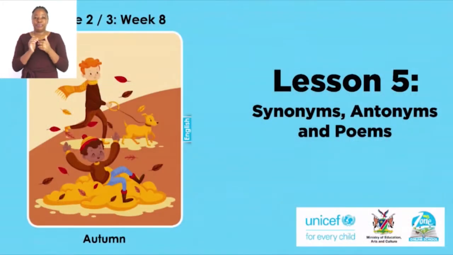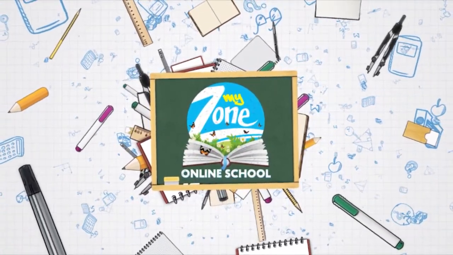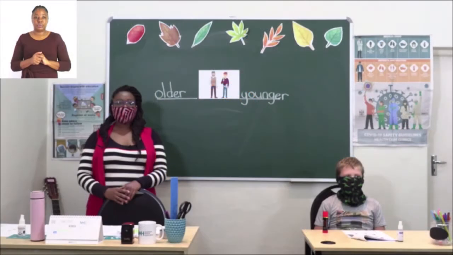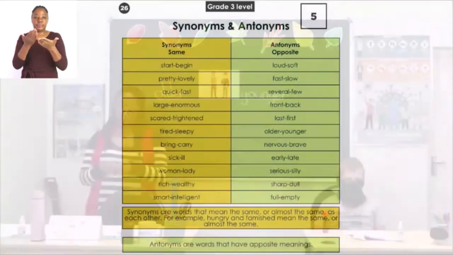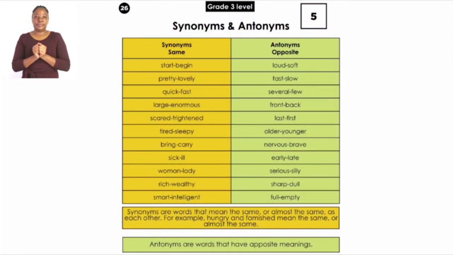Very good. Today's lesson is about synonyms, antonyms, and poetry. Our first exercise for today can be found on page 26. On page 26, we will be discussing synonyms and antonyms. I know these are very weird sounding words, so let's say them together. Let's say the word synonym. Very good. Let's start with the synonyms.